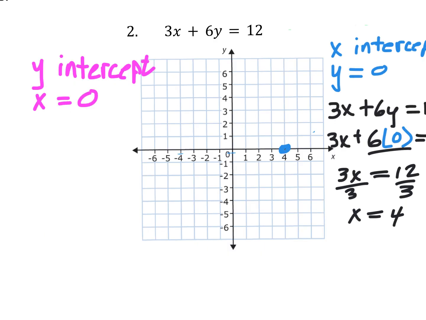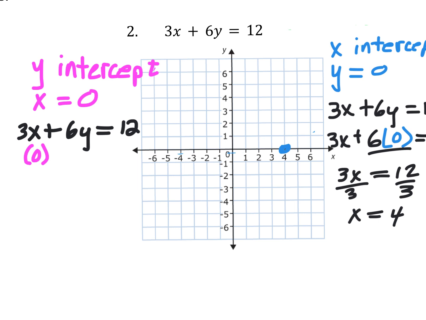And by using the opposite logic, the y-intercept, sorry, my handwriting is really killing me today. The y-intercept, in order for something to hit the y-axis, the x has to be a 0 because it would be in the middle of the x-axis. So I'm going to rewrite that same equation, and instead of putting a 0 in for y like I did the last one, I'm going to put a 0 in for x.